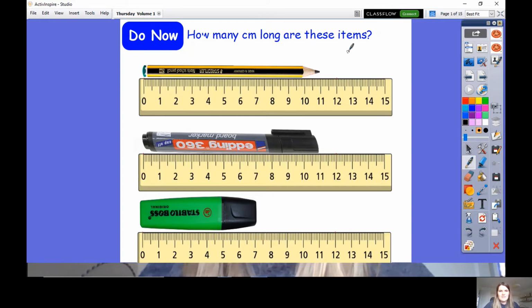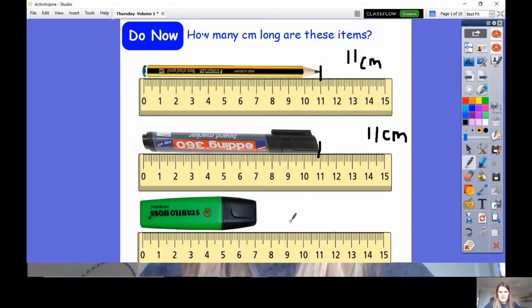Okay, how long is the pencil? 11 centimeters. Well done. We know the pencil is 11 centimeters because the end of the pencil stops there. Fantastic. How long is the pen? 11 centimeters again. Well done. Fantastic. And where do we start counting? At what number? 0. Fantastic. We always start counting at the number 0.